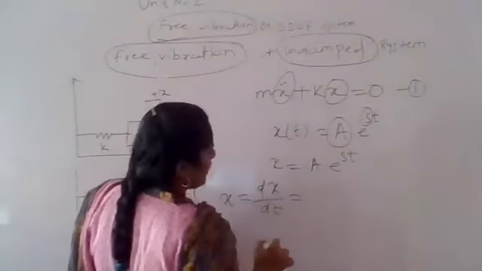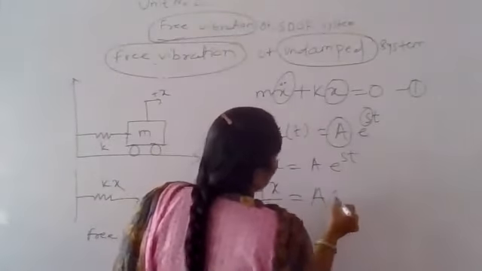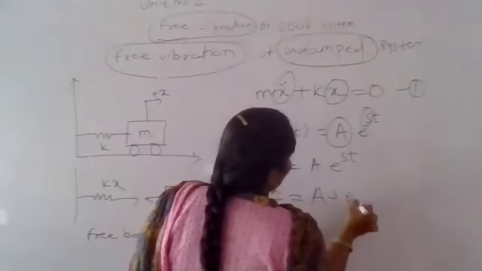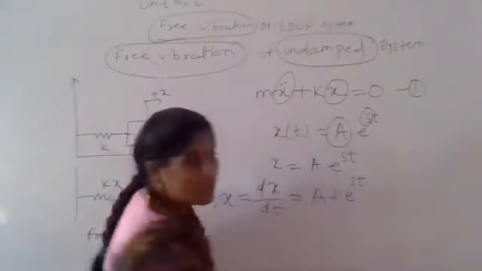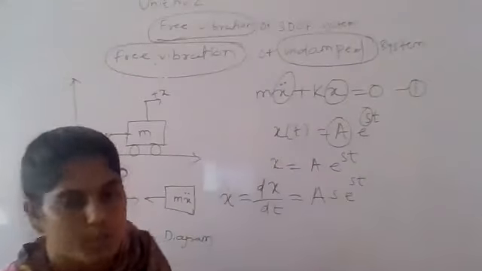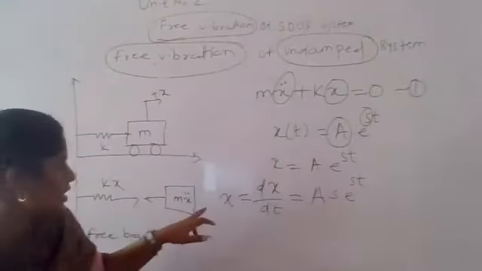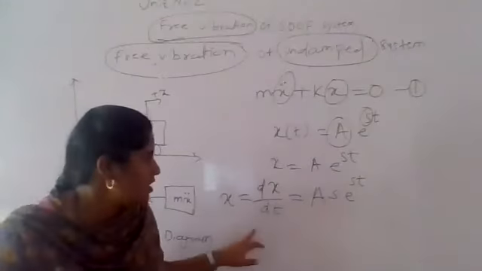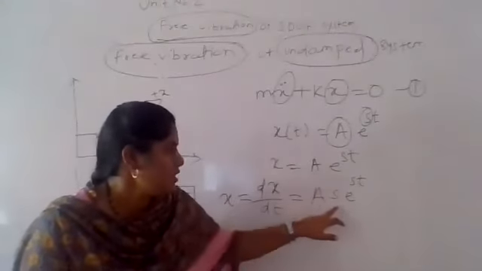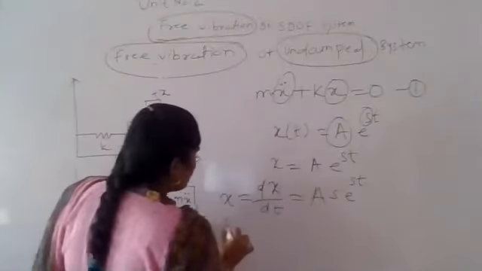What is the derivative? Tell me. A is the constant, so what will be the derivative of e raised to st? a into s into e raised to st. That is the first derivative of x, that is dx by dt, which is the velocity. That's why it is written as x dot, dx by dt is equal to a into s into e raised to st.